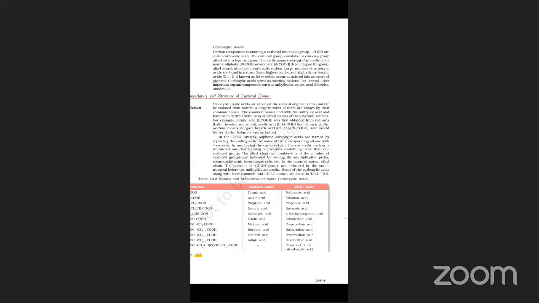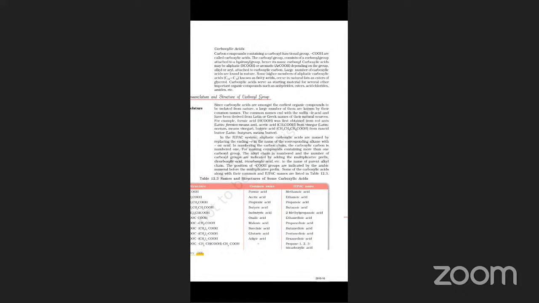We'll see the IUPAC system of carboxylic acids. Once you observe the table, children, the first structure is HCOOH, with only one carbon present. If it is the aldehyde, generally we call it formaldehyde. After that, with two carbons, instead of hydrogen, one methyl group is there, and it is called acetic acid, then propionic acid, butyric acid, isobutyric acid, oxalic acid. Like that, we are giving general or common names.